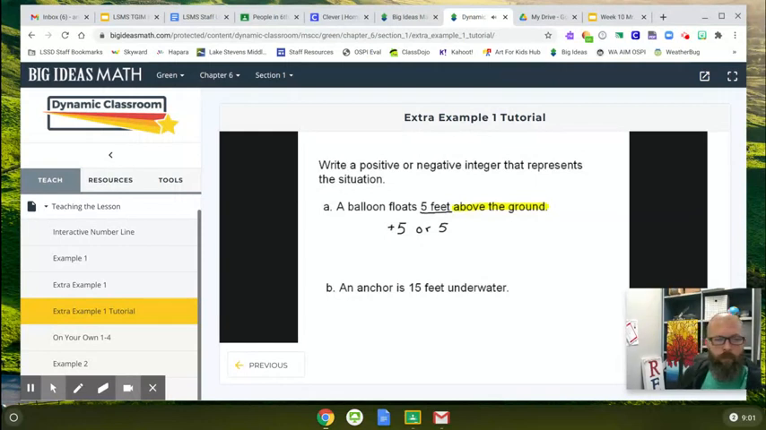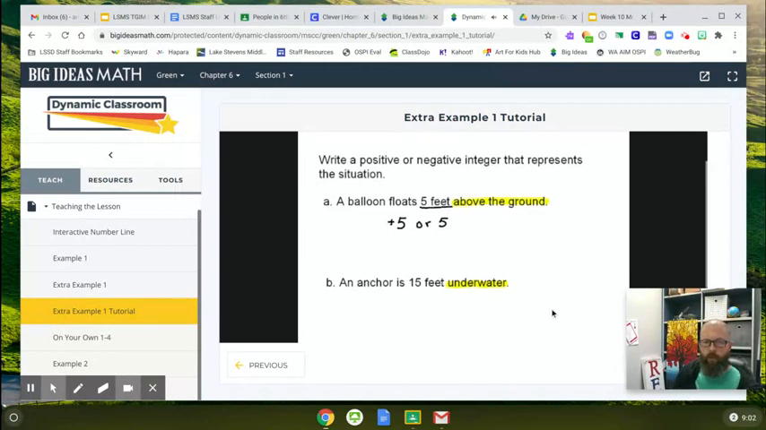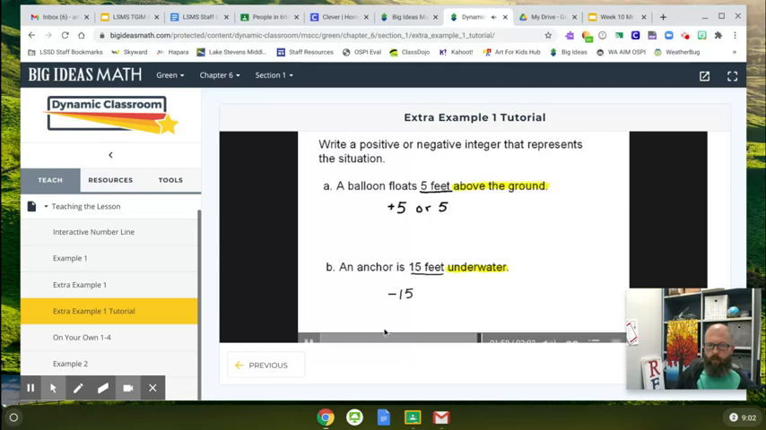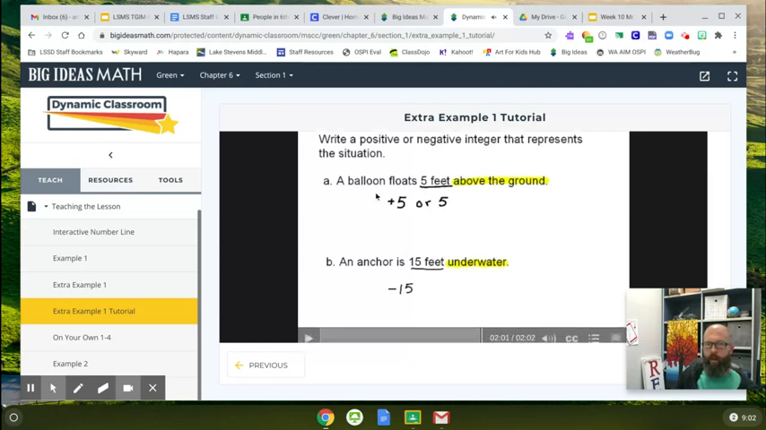Part B. An anchor is 15 feet underwater. To write a positive or negative integer that represents the situation, we need to look for a key word or phrase that tells us if the integer will be positive or negative. The word underwater means that the integer is less than 0, so we will use a negative integer. The number given in the situation is 15 feet, so we can write this number, and then, because we said that we need to use a negative integer, put a negative sign in front of the number. So, an integer that represents the situation is -15. There you have it. Above the ground, positive. Under, negative.